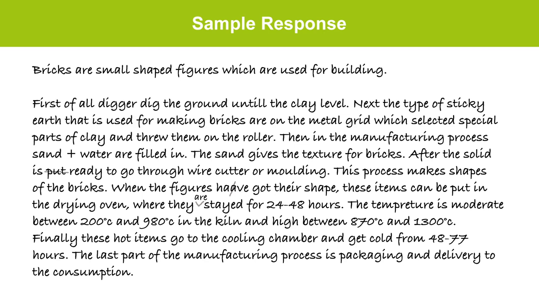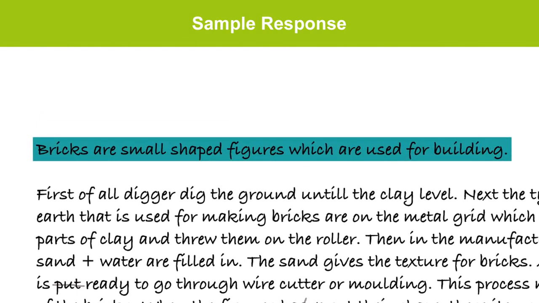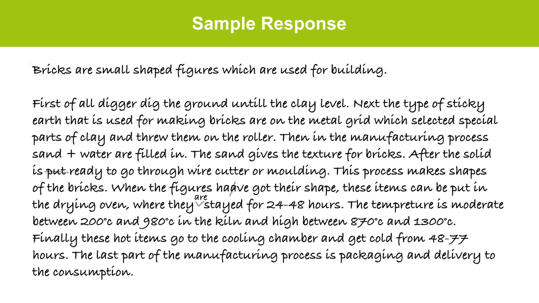Remember, task achievement means if the key features have been covered and if there's an overview. This first sentence may have been an attempt at writing an overview of the information, but it isn't a clear overview of the general information shown, and examiners thought it confusing. The rest of the writing, however, goes on to describe the process accurately.